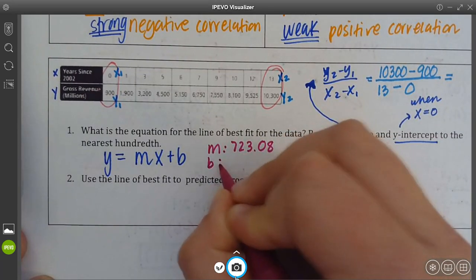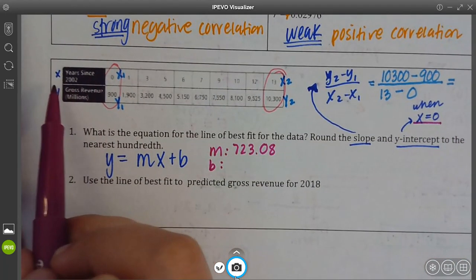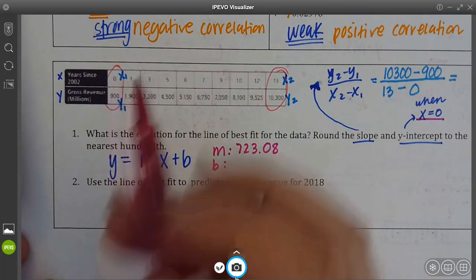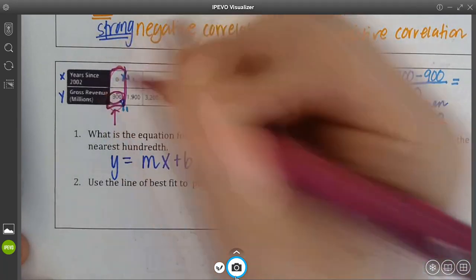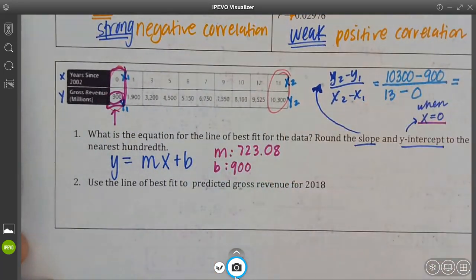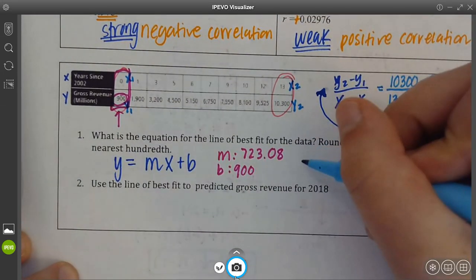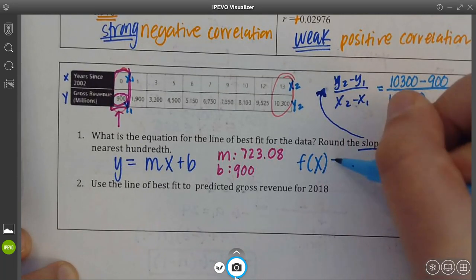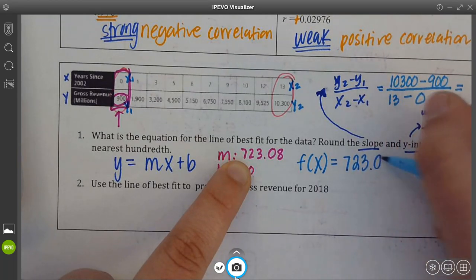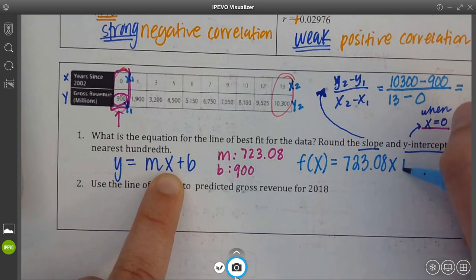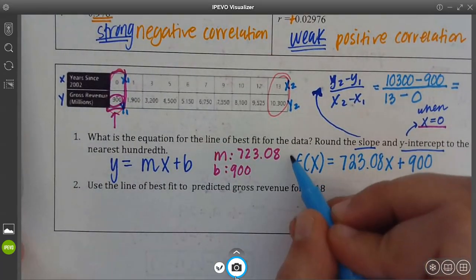is 723.08, and b, which is my y-intercept, happens when x equals 0. So on my table, do I see any point where x is equal to 0? Well, that's this guy right here, making this 900 value my b. Now let's go ahead and write this as an equation. I'm going to write it in function notation. So I'm going to write it as f of x equals m, which is 723.08, x plus b, which is 900. So my equation is this guy right here.